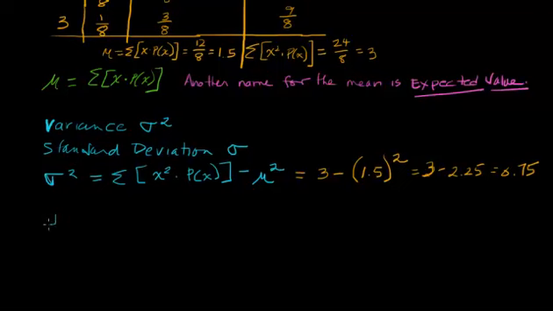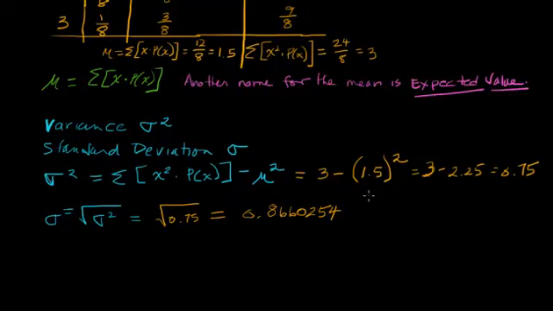So, to get sigma, I just take the square root of sigma squared. So, the square root of sigma squared is the square root of 0.75. And when we get that, we get 0.8660254 and on and on. I just stopped there.